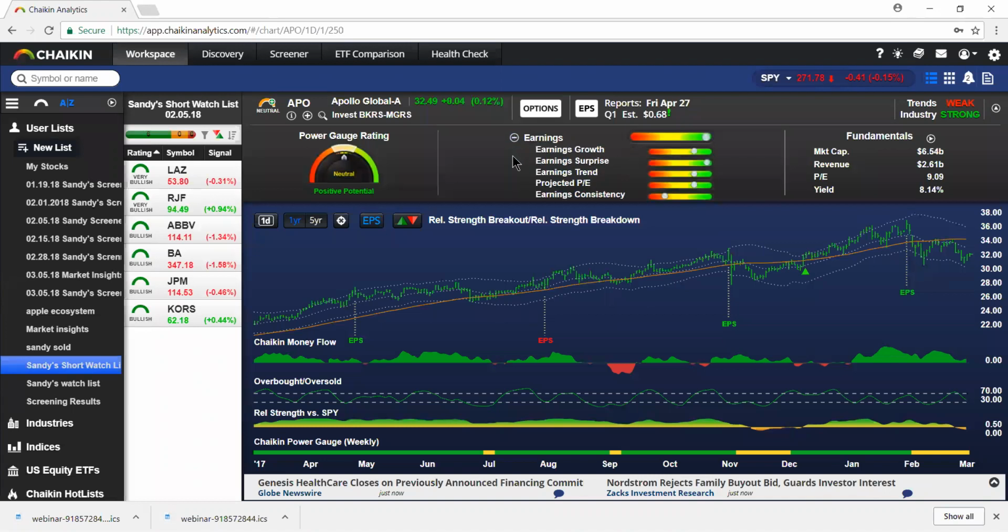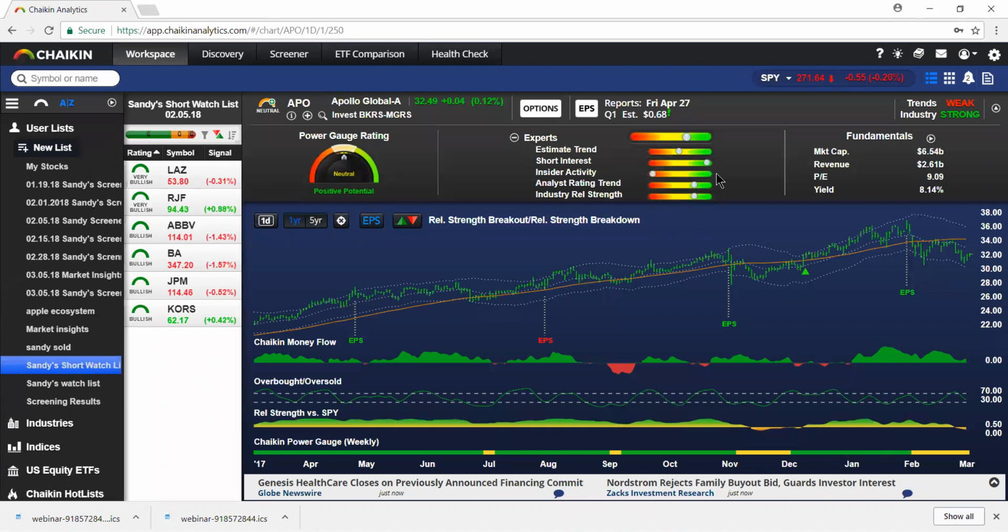Earnings, I think we just did, is excellent. Technicals, strong money flow relative to its industry group. This is strong money flow relative to the industry. So it's looking pretty good, right? I mean, there's not a whole lot of negatives.